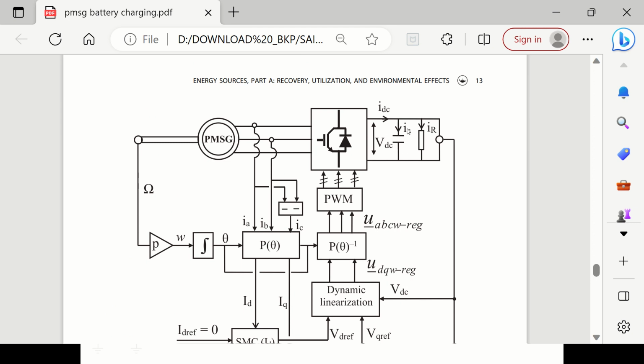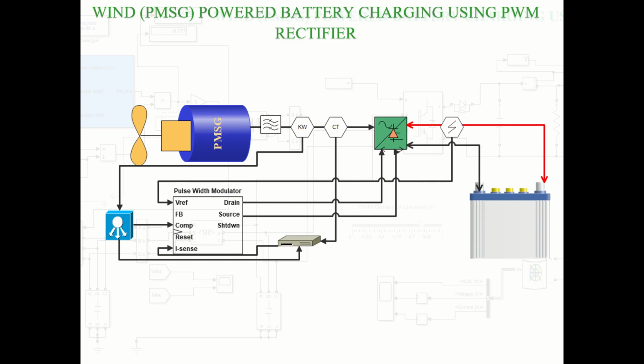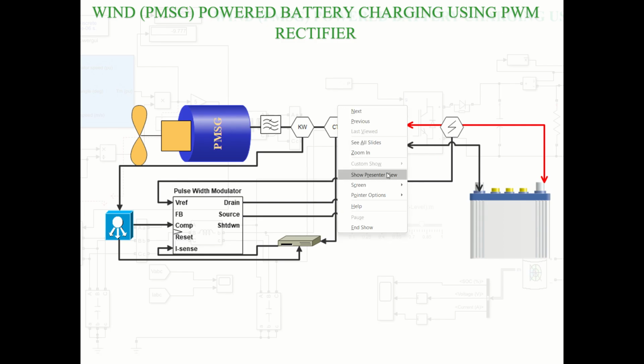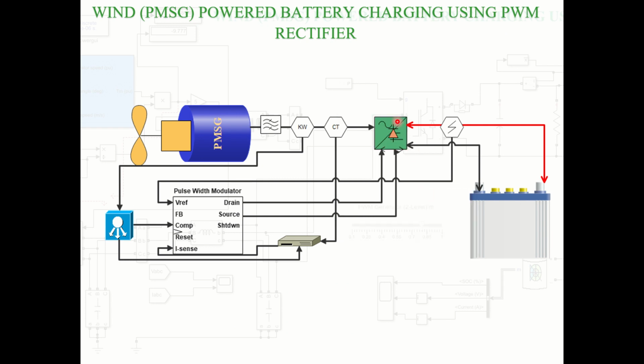What is the difference is, here there is only the VDC and IR, but here we utilize the PWM rectifier and the charger. We are going to change this PWM rectifier charger value, so that we obtain a variable voltage. First, the wind occurs at this wind blade.